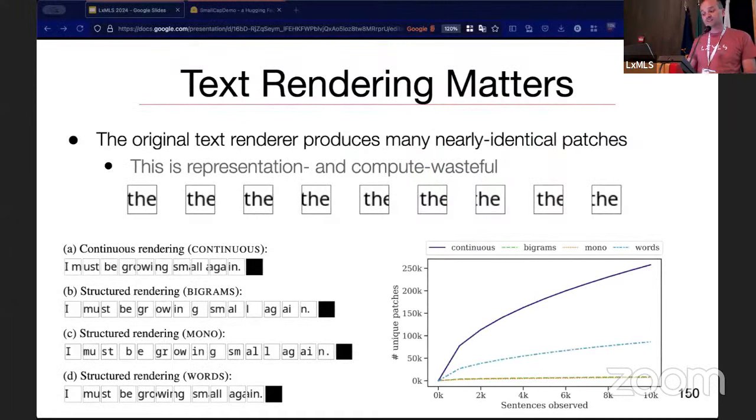And what we can see now is on the y-axis, we have the number of unique patches. On the x-axis, we have the number of sentences observed. Our original strategy was so terrible and wasteful. After observing 10,000 sentences, we had 250,000 unique patches. This is not the type of capacity we want to devote our model to learning. Whereas using something like the bigrams representation, it's down here, it's basically flat. So that's the one that we've been adopting more recently.